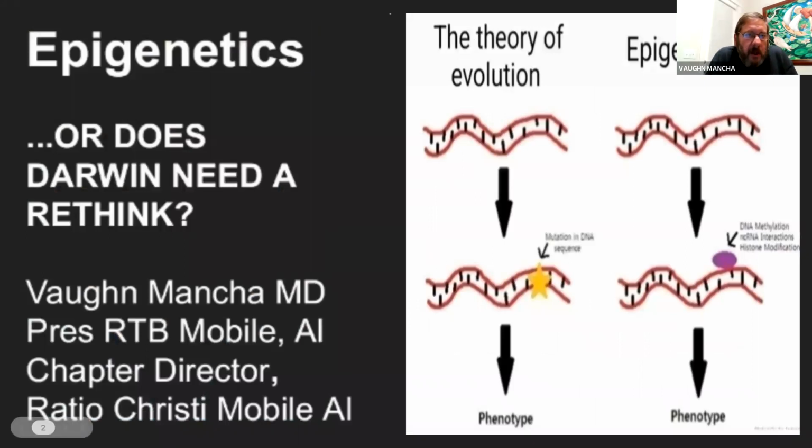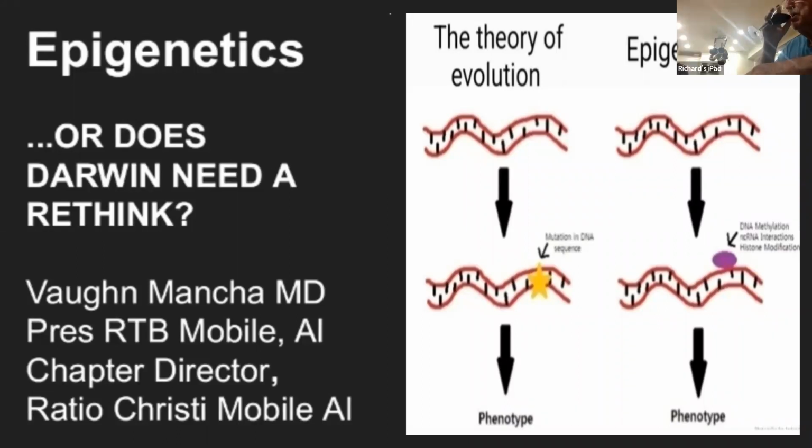This is the title of my talk. It's called Epigenetics, or Does Darwin Need a Rethink? And on the right, this is a quick overview of the difference between the theory of evolution and epigenetics and why they're different. If you look at the portion underneath the theory of evolution, you see the DNA helix and two double red lines. And then below it, you see a yellow gold star, and that represents a mutation in the DNA. And its theory depends upon those mutations in the DNA to change the phenotype on the bottom. The phenotype is the outward expression of the DNA or the organism.